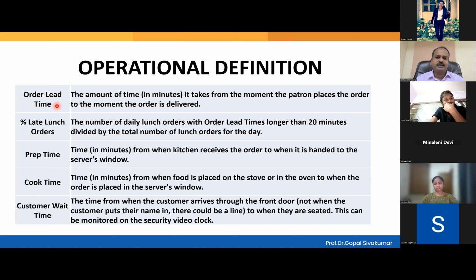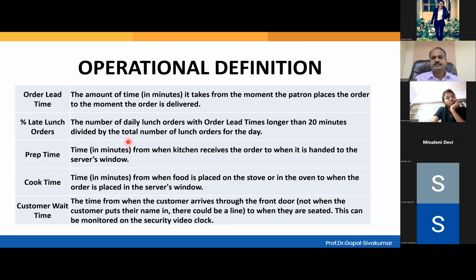Don't use the dictionary definition of any terminology. You have to write it. All the operational definitions should be included in your measure phase. All of you understand? When you are presenting your project, you can keep a document where the operational definition is available for all the CTQs you are measuring, right? Similarly, preparation time and cooking time, are they the same or different? It's different. Very good.